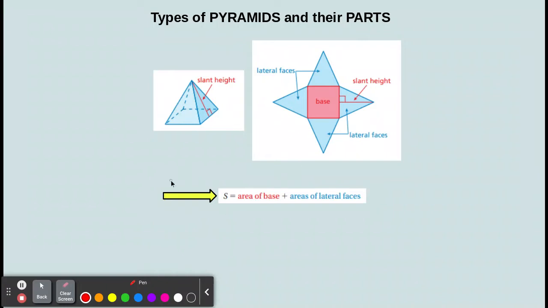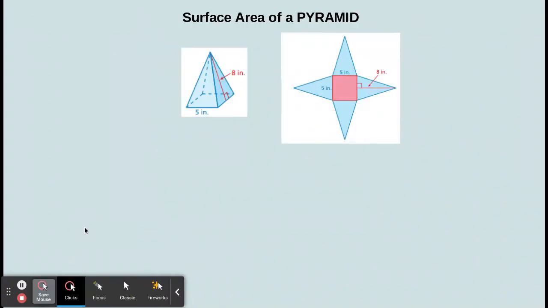So the formula for surface area of a pyramid is very much the same as anything else we've seen. It's the area of the base plus the areas of the lateral faces. The thing that's different about a pyramid is that there's only one base. All right, so let's do an example.